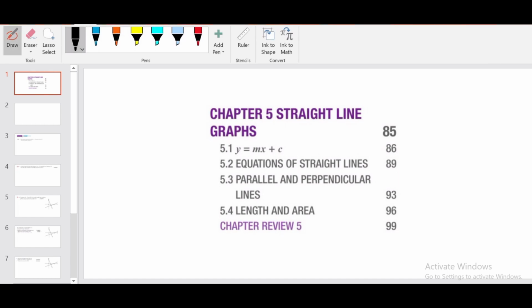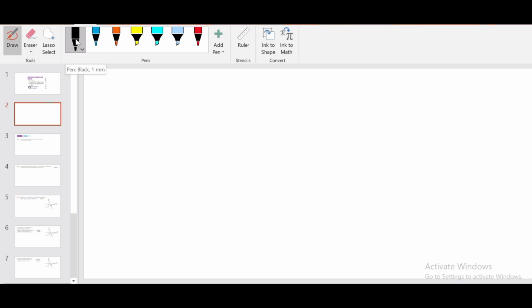So we have completed 5.1 to 5.3. Let's look at 5.4, length and area. You need to remember the distance formula here. Let's say you have a point A of (x1, y1) and B of (x2, y2).